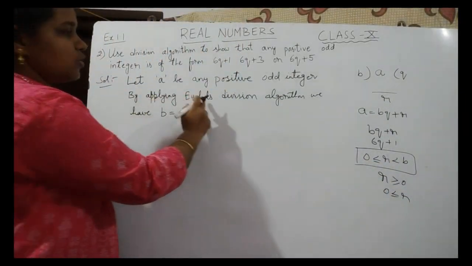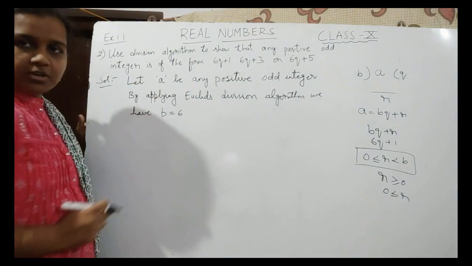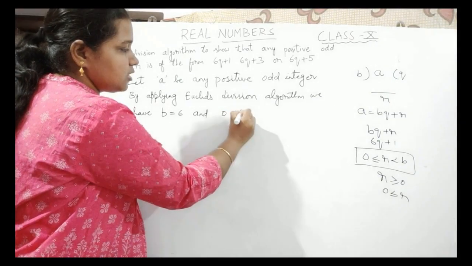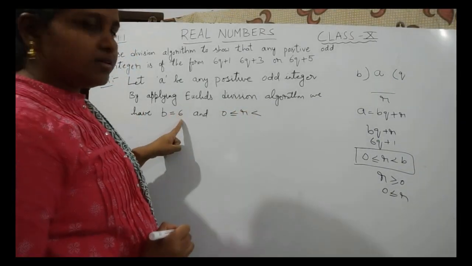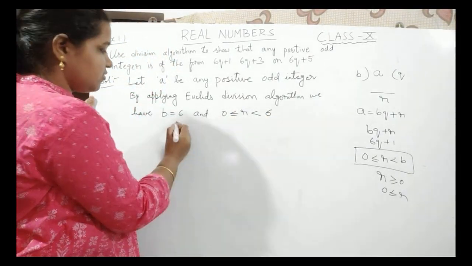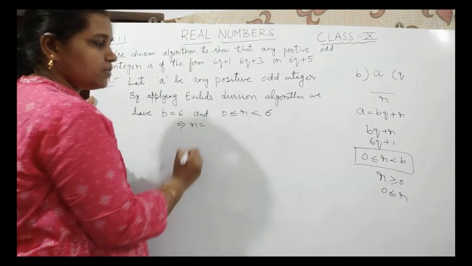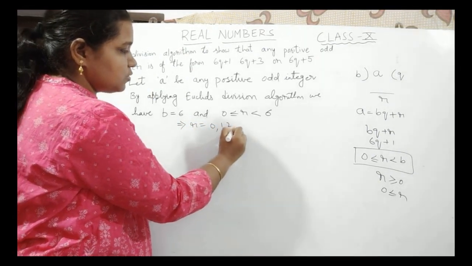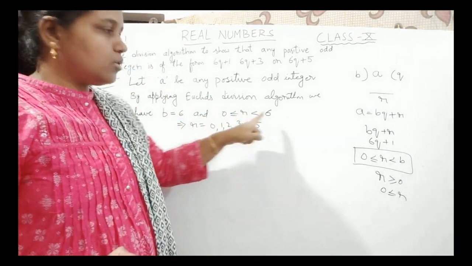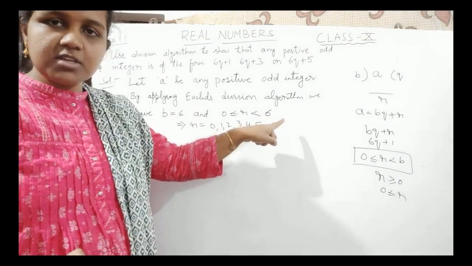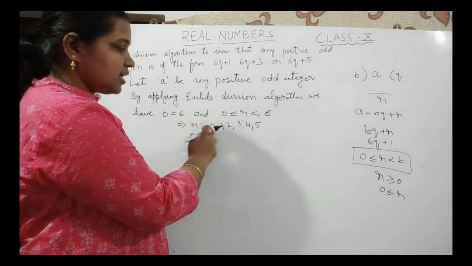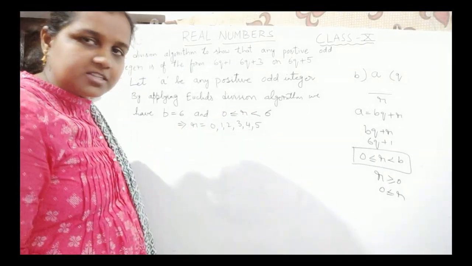Now by applying Euclid's division algorithm, we have b is equal to 6. And what is r here? 0 less than or equal to r less than, what is b here? 6. So what is the value of r? Which implies r is equal to 0, 1, 2, 3, 4, 5. It is less than 6, not equal to 6, so 6 will not be included. And it can be equal to 0 also. So r takes the values 0, 1, 2, 3, 4, 5.